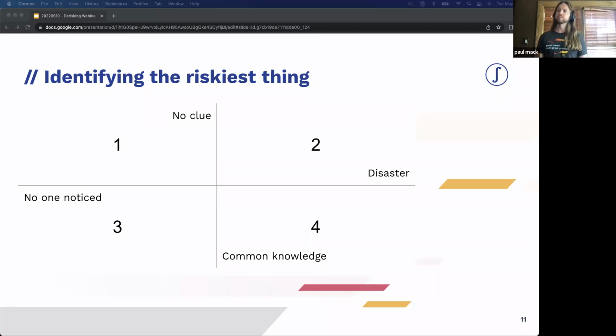Gotta do a click there. There we go. So give me a chance here. I'd love to see in the chat, where do you think the riskiest things live? Quadrant 1, 2, 3, or 4? Just drop a number in the chat.